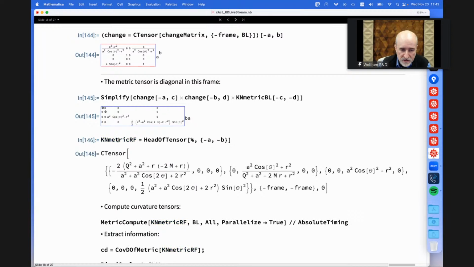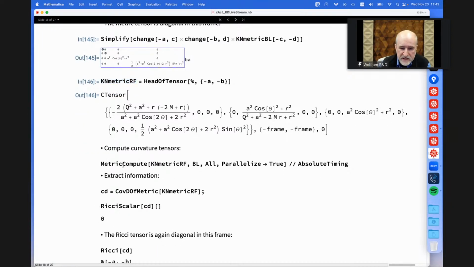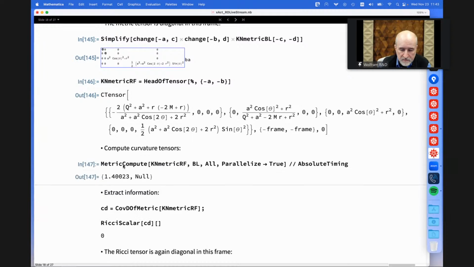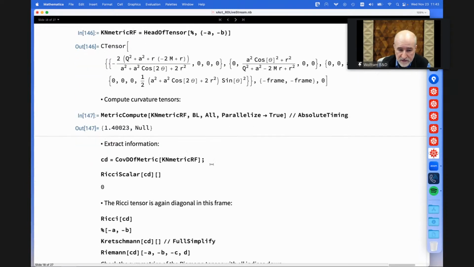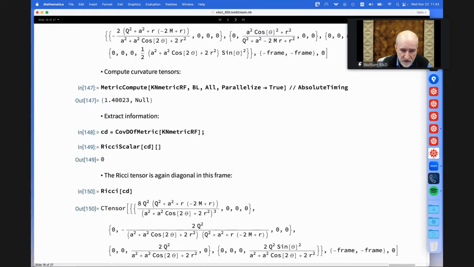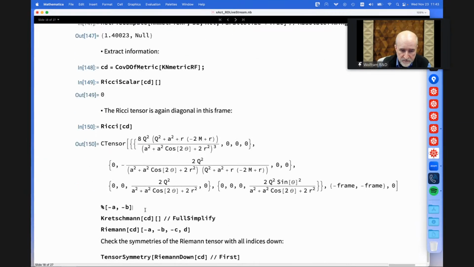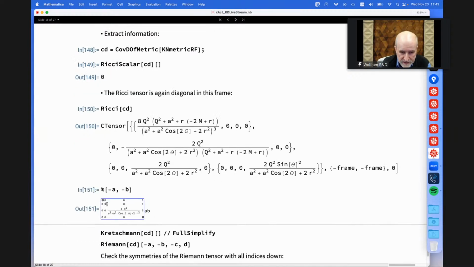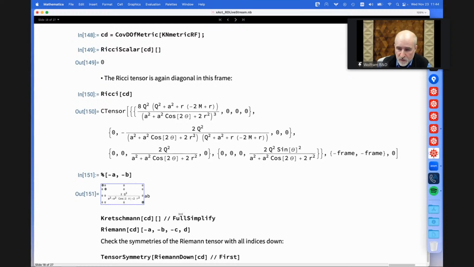We extract the C-tensor, and now we do the same thing again, metric compute. And voila, because this metric is now diagonal, it took 1.4 seconds to compute everything instead of 8 seconds. We can do the same thing, compute the covariant derivative, Ricci scalar is still 0. That's Ricci. If we put indices, we now check that, well, the diagonal components are non-trivial, but the Ricci tensor is diagonal, as was the metric. That's the Kretschmann scalar.